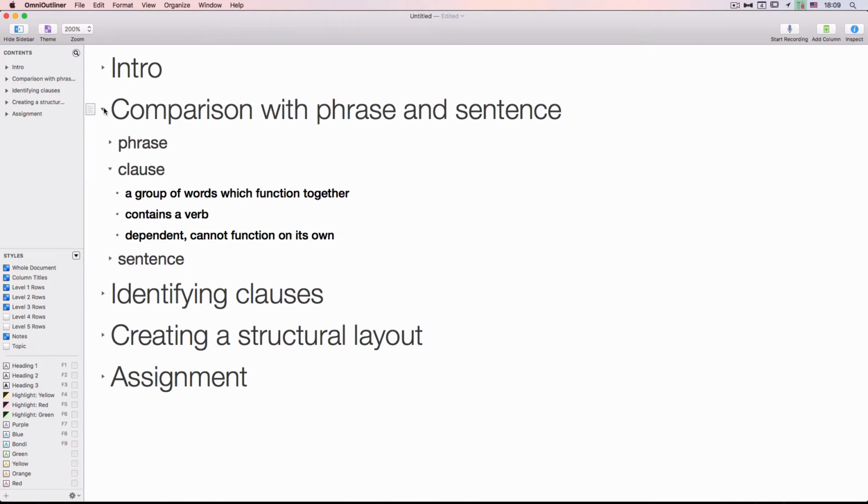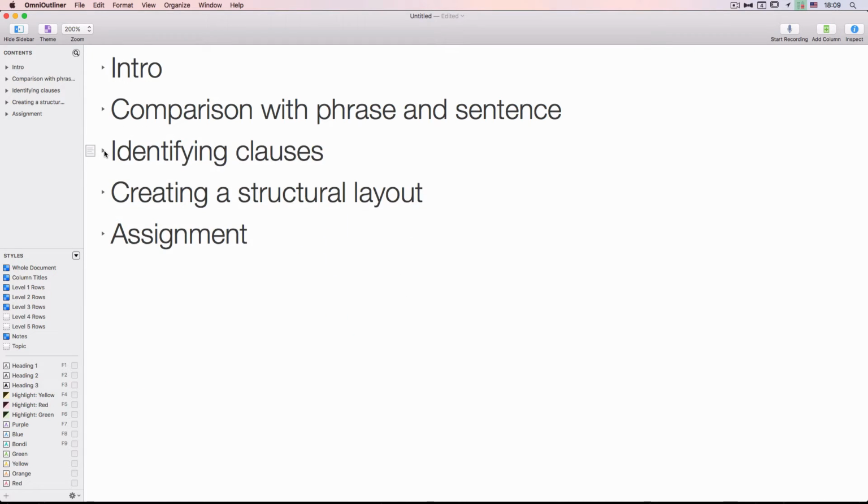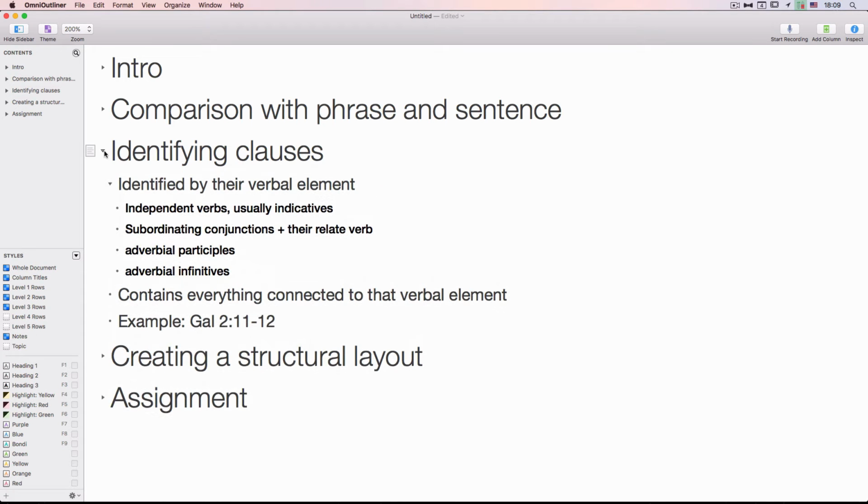Now, the next thing that we have to work on is how do we identify clauses? Well, essentially in Greek, we identify them by their verbal element. In other words, we're going to look at that particular verbal structural component that identifies that this is in fact a clause. And in Greek, there are four particular things that we look for. The first is independent verbs, usually indicatives. In other words, it's the main verb in an independent sentence.